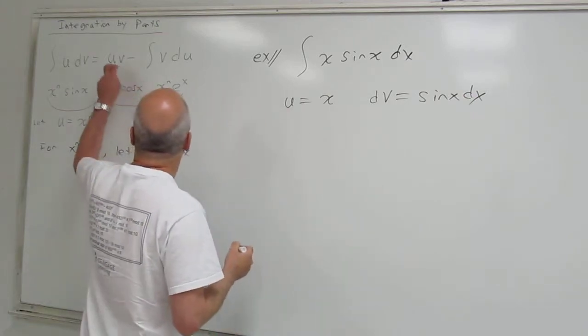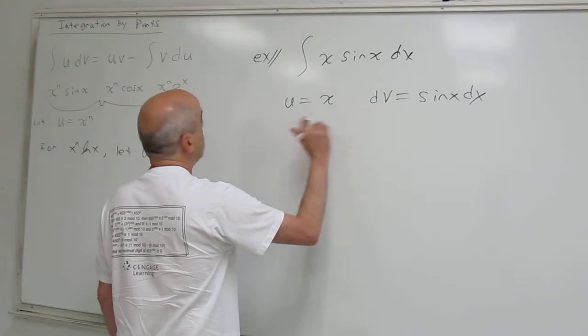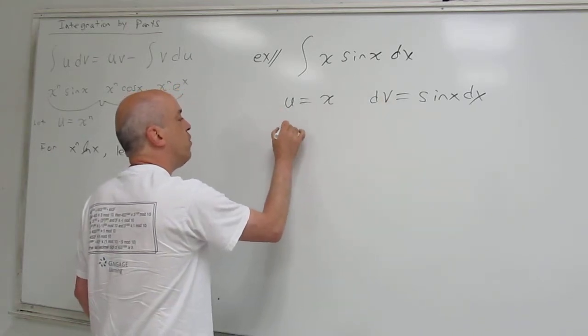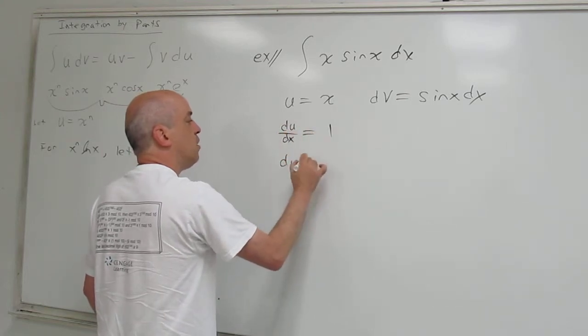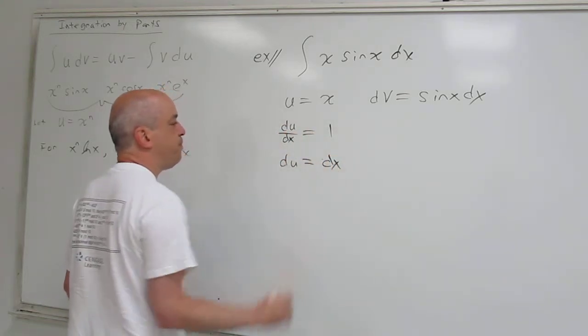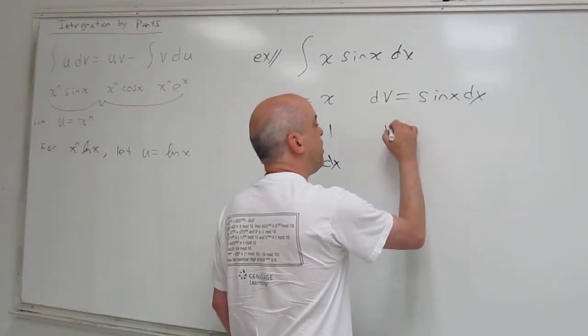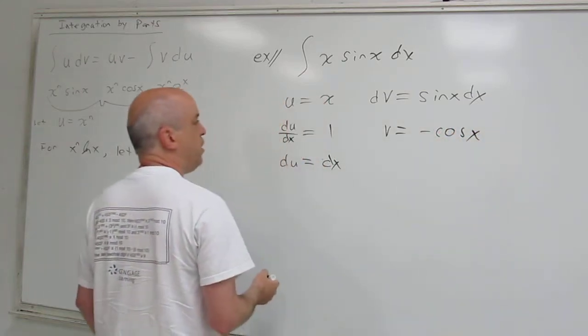And now let's see, we need the formula. So we need u, v, and du. We have u. We can use this to get v. We can use u to get du. So du over dx is 1. du will be dx in this case. v will be an antiderivative for sine x. It's minus cosine x. Now we have all the pieces that we need.